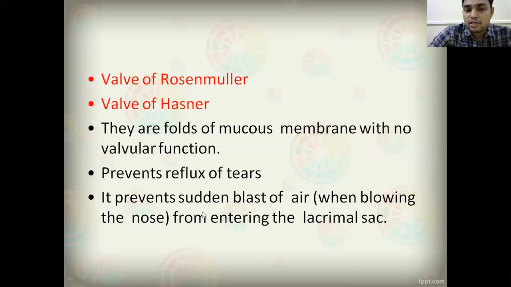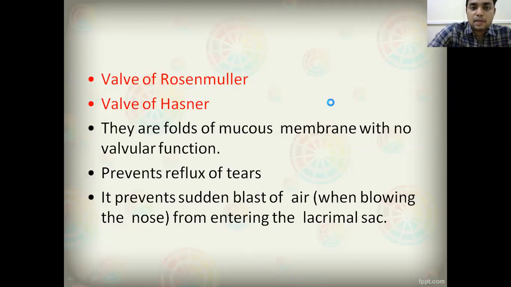So the valve of Hasner prevents the blast of air from entering into the lacrimal sac, whereas the valve of Rosenmüller prevents the reflux of tears into the conjunctival sac. These 2 valves you have to remember: the valve of Rosenmüller and the valve of Hasner. The valve of Hasner is present at the bottom, the narrowest part of the nasolacrimal duct, whereas the valve of Rosenmüller is present at the common canaliculus.